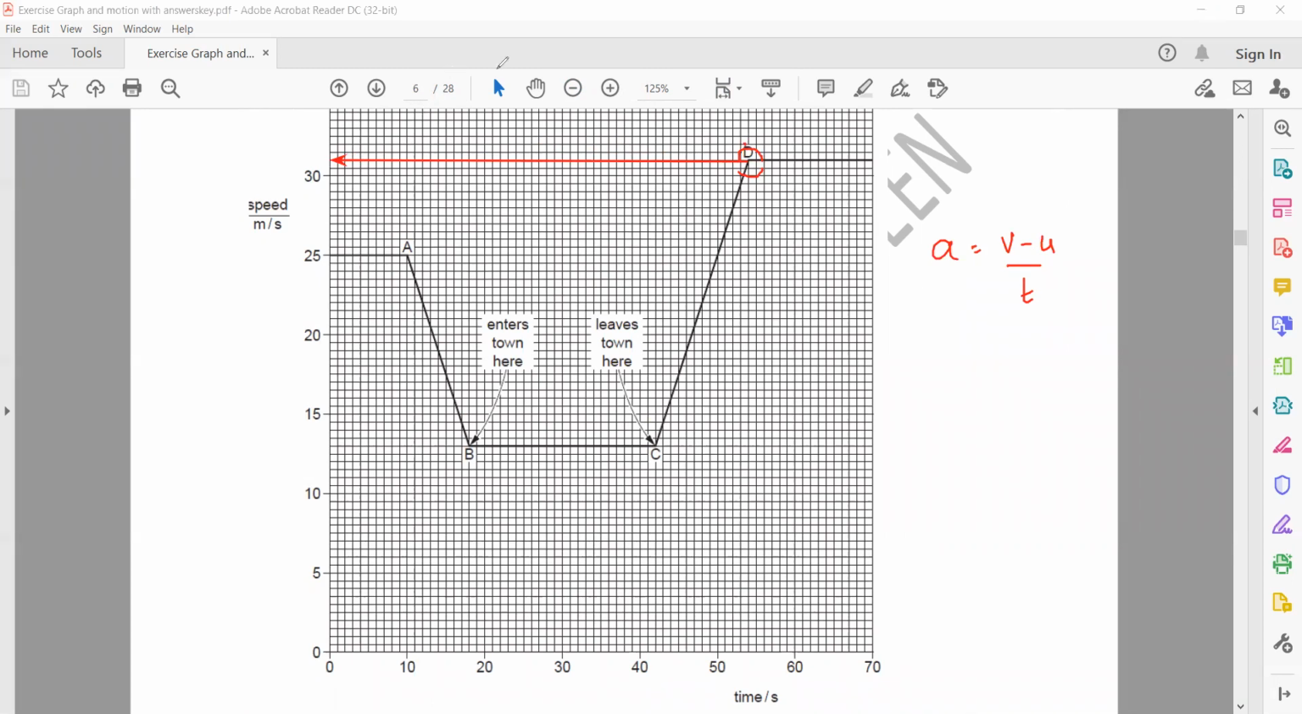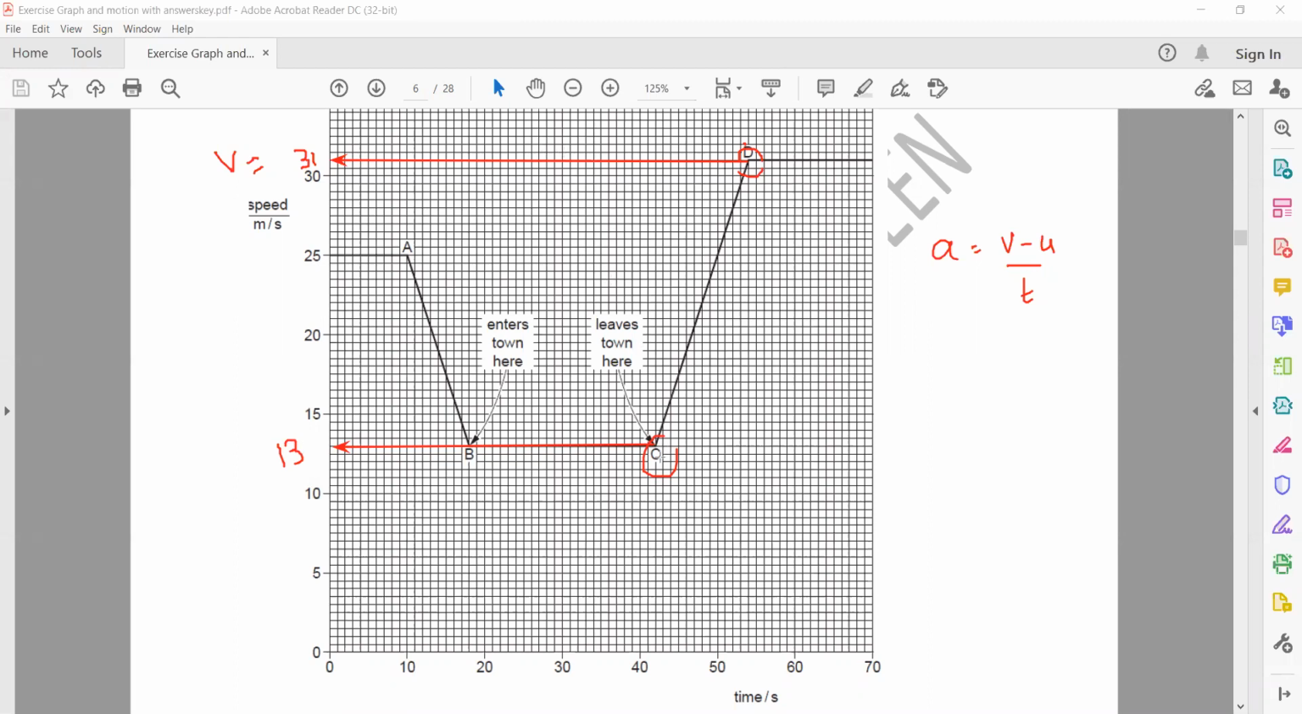Each two boxes represent 1, so this is 31, because after 30 there are two boxes, so 31. That's the final speed because it is moving from C to D. So the final speed is 31. What about the initial speed, the speed at C? That's 13, correct, because that was the same height we used to calculate the distance.